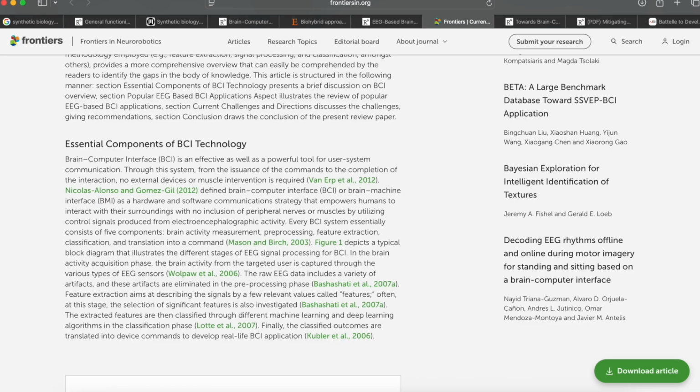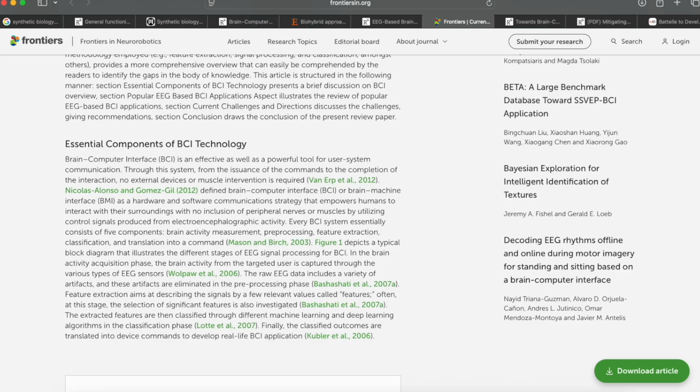Every BCI system essentially consists of 5 components: brain activity measurement, pre-processing, feature extraction, classification, and translation into a command. Figure 1 depicts a typical block diagram that illustrates the different stages of EEG signal processing for BCI. In the brain activity acquisition phase, the brain activity from the targeted user is captured through the various types of EEG sensors. The raw EEG data includes a variety of artifacts, and these artifacts are eliminated in the pre-processing phase.